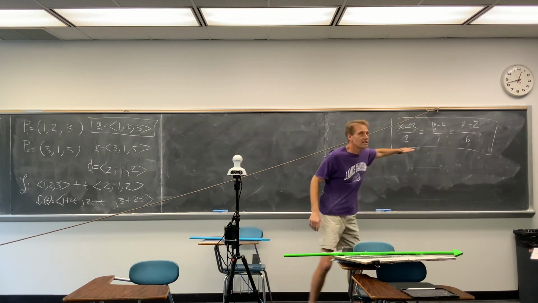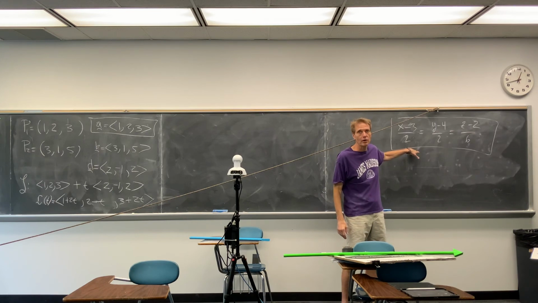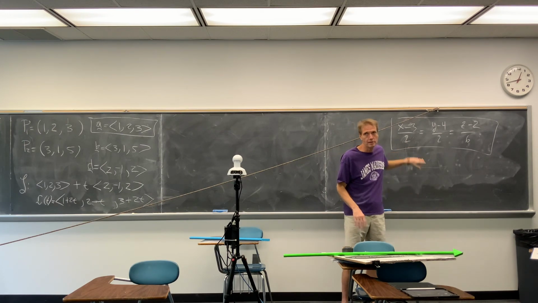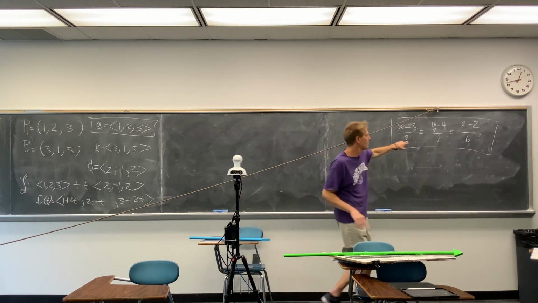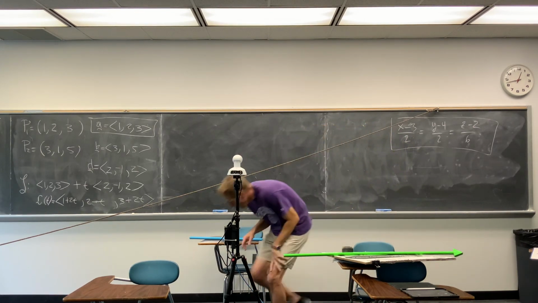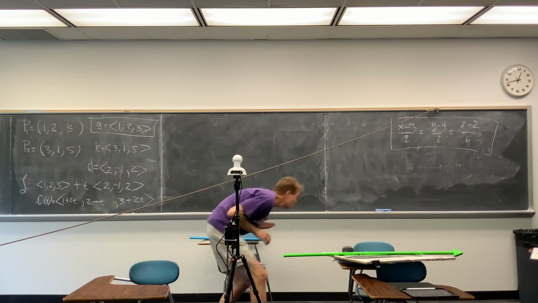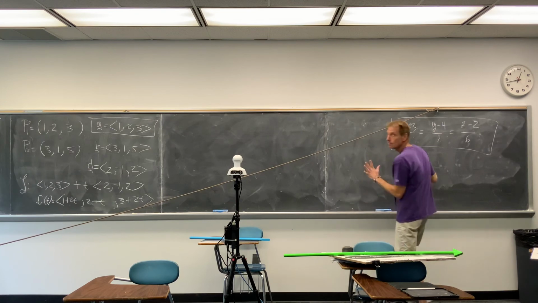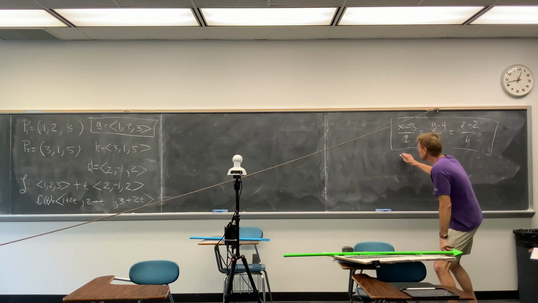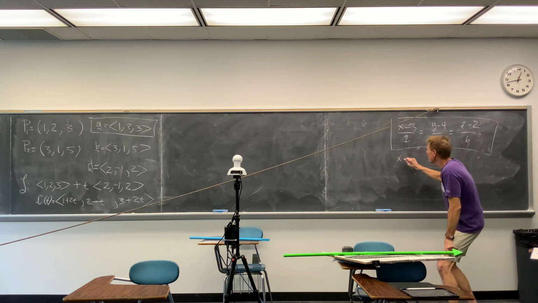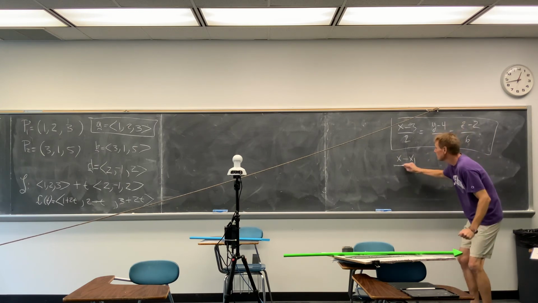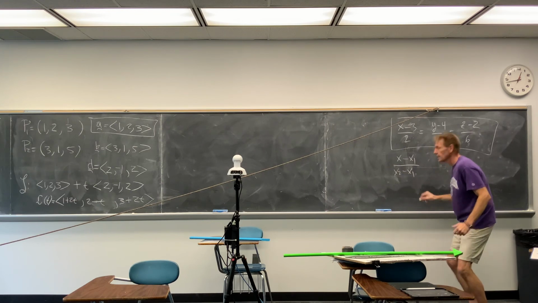Okay, is this the symmetric or the vector form? You should be able to know if you've been in class today. Symmetric. Suppose I had this, and I wanted to go to either one of these. Now watch. This was really x minus x1 over x2 minus x1, right?